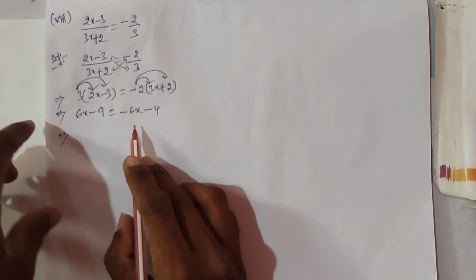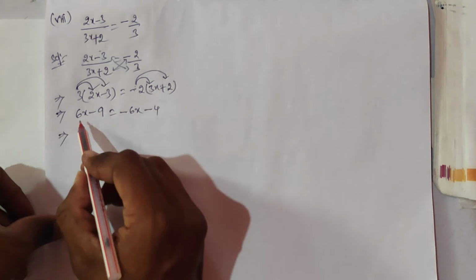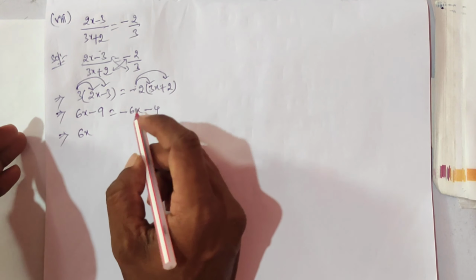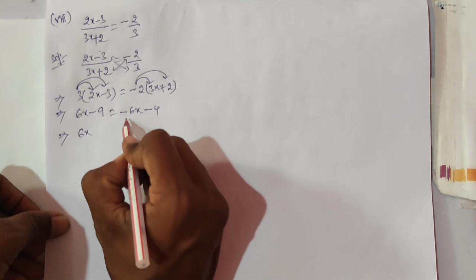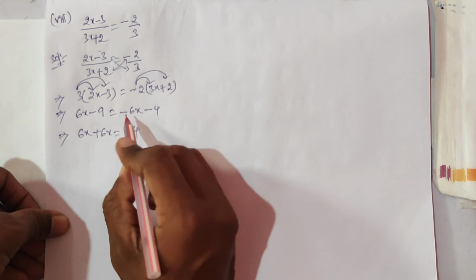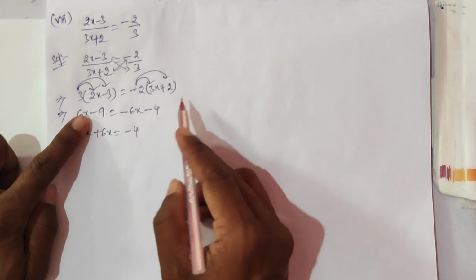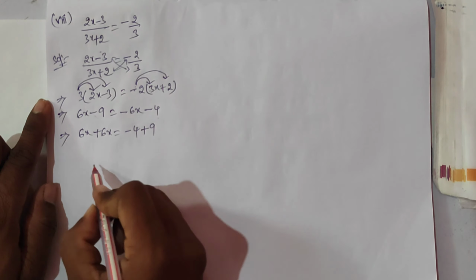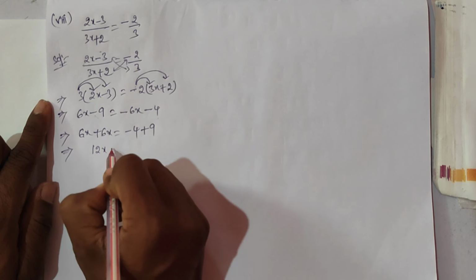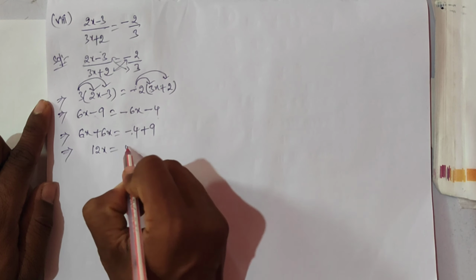This implies, see, we got x terms and constants here. Now separating the variables and constants. 6x here, minus 6x is there. If you transpose to the LHS side, the minus quantity becomes what here? Plus. Plus 6x is equal to minus 4. Now separate the constant. Minus 9, if you transpose to the RHS side, minus becomes plus. Plus 9. This implies 6x plus 6x is how much? 12x is equal to, plus minus means subtraction, 9 minus 4 is what? 5.